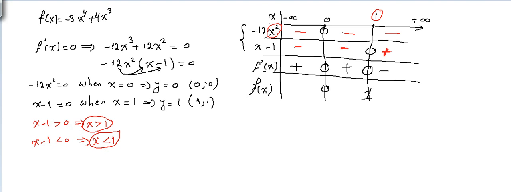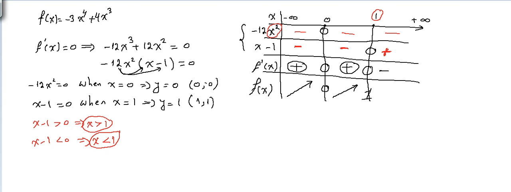What's the meaning of the positive sign here in the derivative? This means the function is strictly increasing. So the values of f of x are increasing if f prime of x is positive or equal to 0. So it's also positive here.